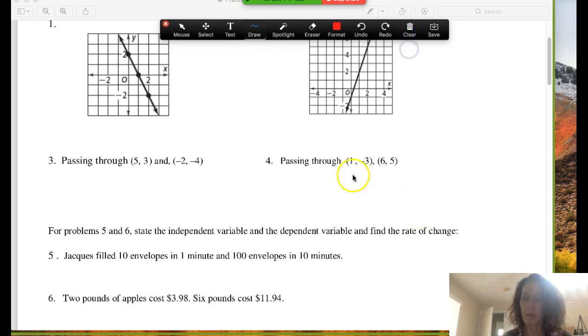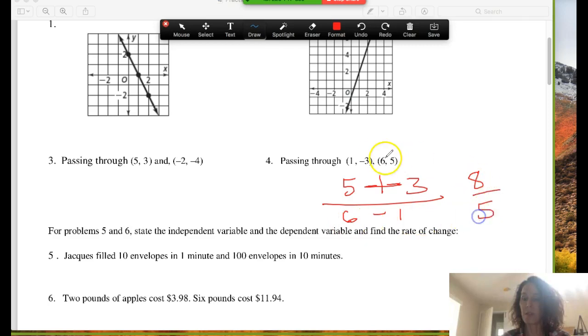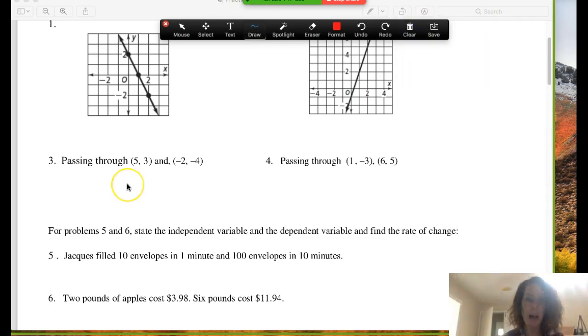Let's look at the slope for number 4 passing through these 2 points. So I'm going to go y minus y, 5 minus negative 3. Careful of the double negative, y minus y. If I start here for the y's, I start here for the x's, over x minus x. So 6 minus 1. Double negative makes a positive, so 5 plus 3 is 8, and 6 minus 1 is 5. So the slope here is 8/5. Rise 8, run 5.